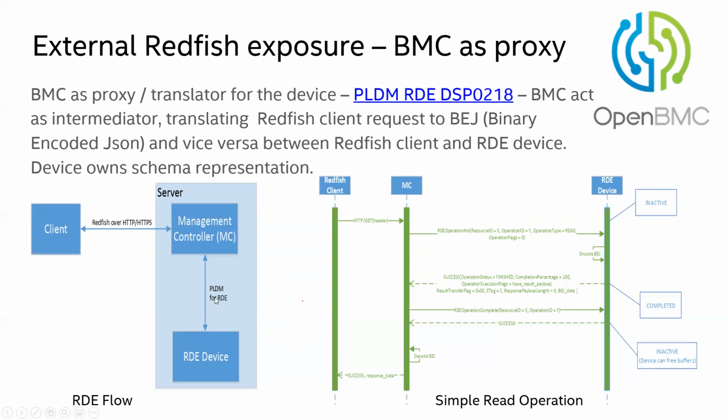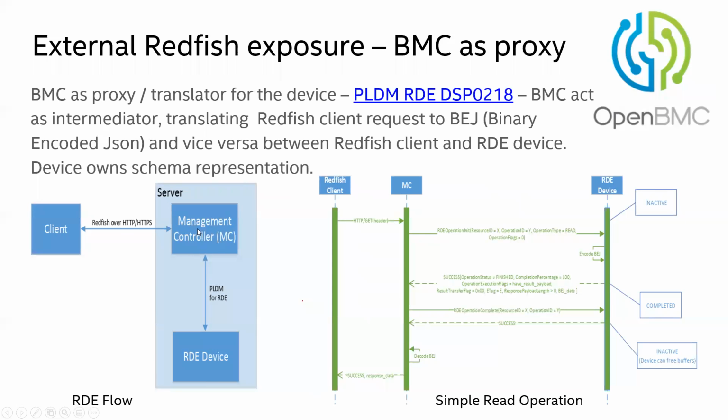The reason for this conversion is that, majority of the time, the communication channel between the management controller and the RDE device will be like SMBus or other low bandwidth links. So it is not wise to transfer JSON over them, right? And that's the reason it has been decided in that way, is what I believe.